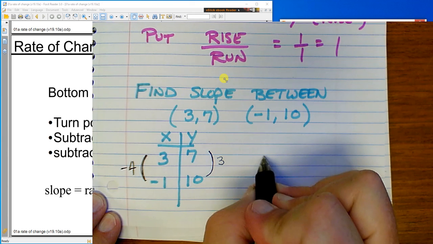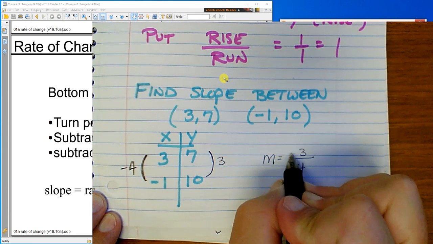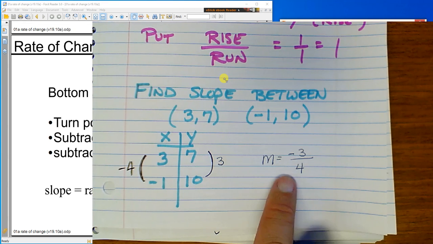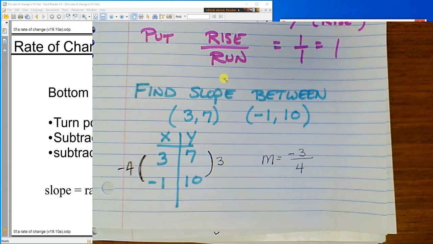So my answer is negative 3 over 4, and yes, I put the negative on the 3 instead of the 4. I just moved it up there. It's the same answer either way.